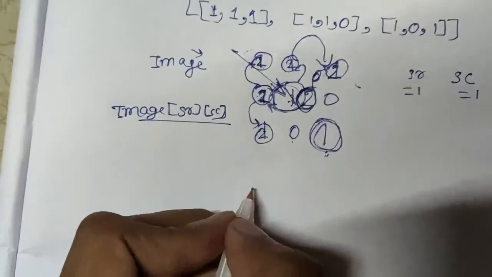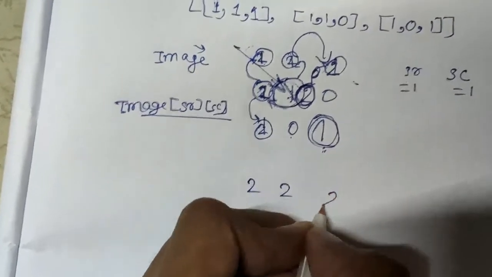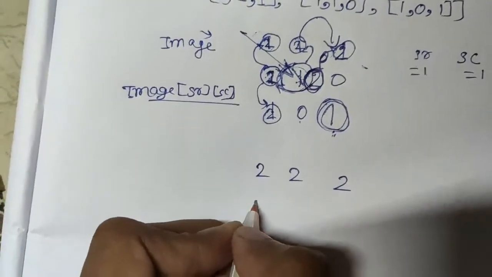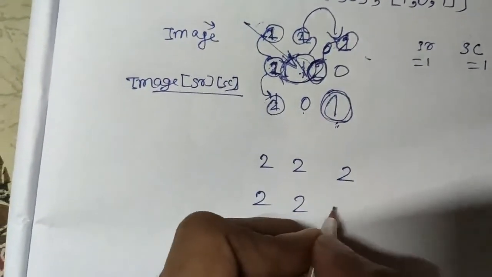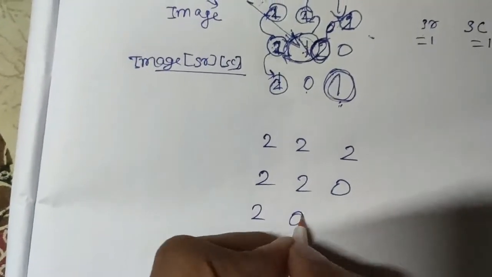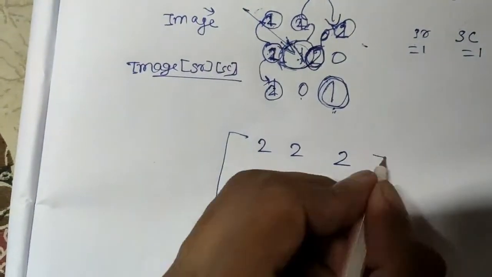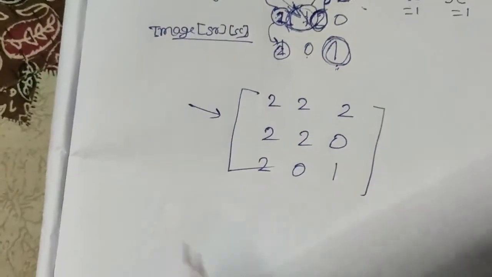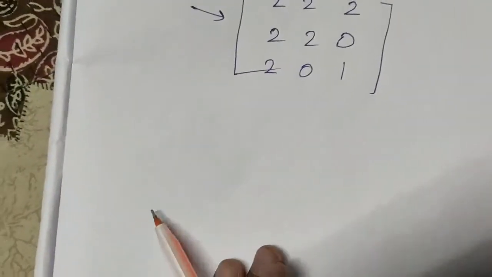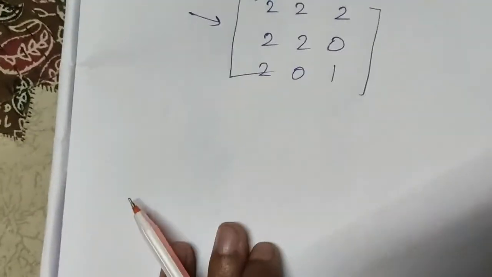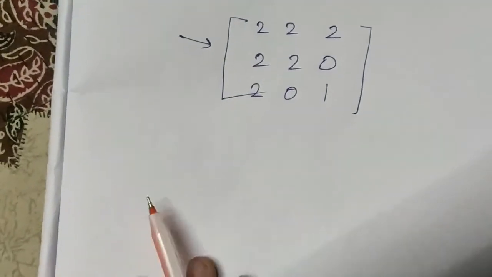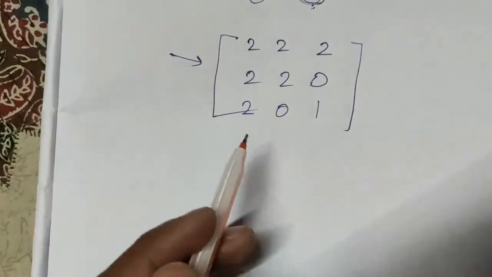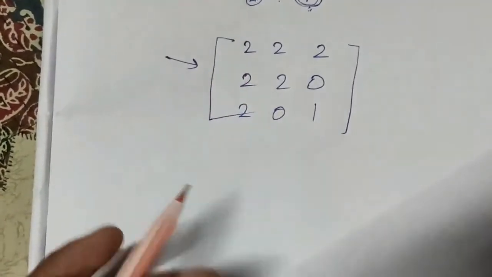So now the updated array will look like this: 2 2 0, 2 2 2, 2 2 0 and 2 0 1, something like this. So this should be our output. So how can we proceed with this and what will be our logic? Basically we are going to have one recursive solution for this, and the recursive solution is very easy. Let's see how we can move towards it.